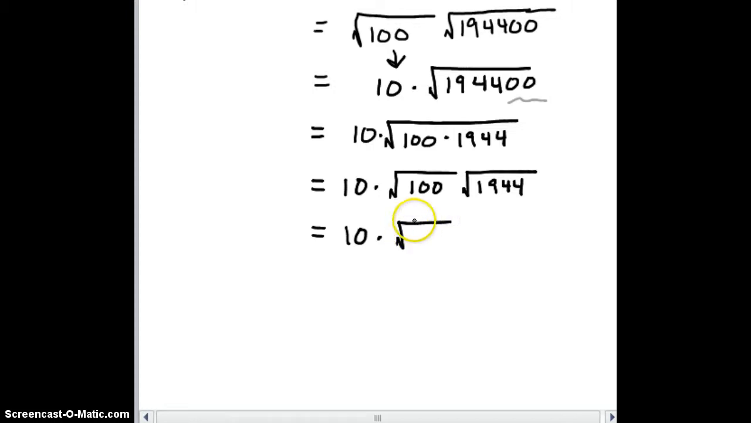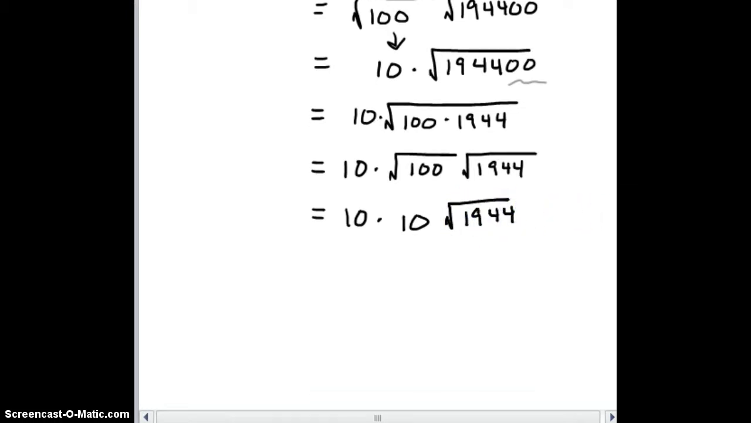I don't want to write a square root again. I want to write 10 instead. So the square root of 100 is 10. That gives me another 10 right there, and then times this 1944. So it's getting a lot smaller pretty quickly.